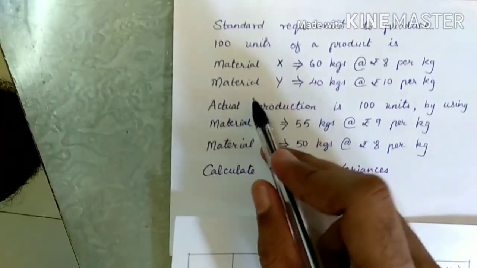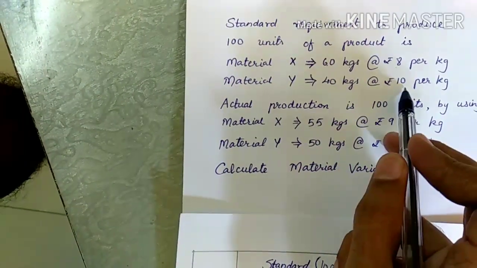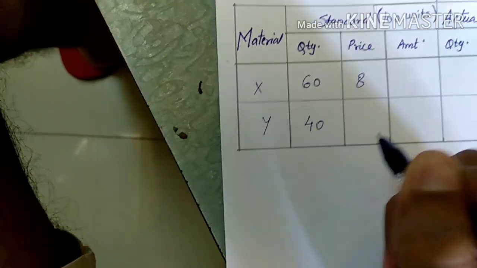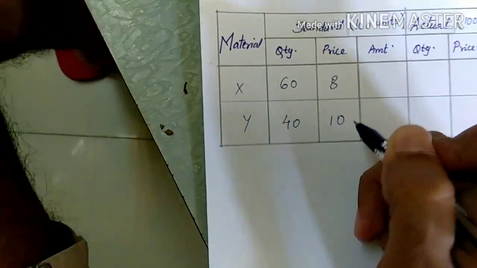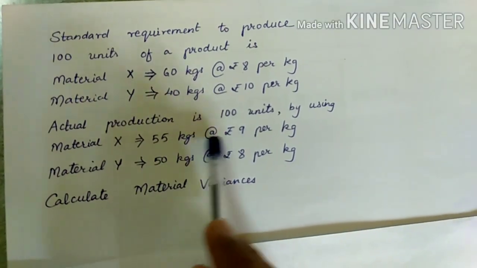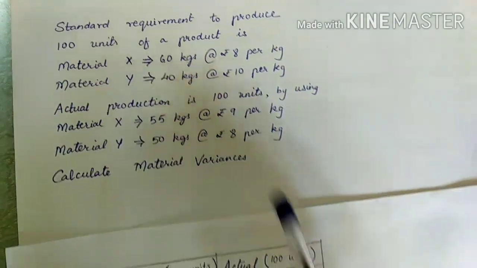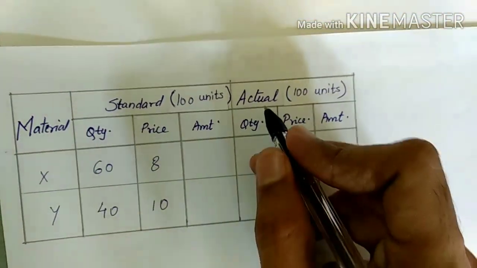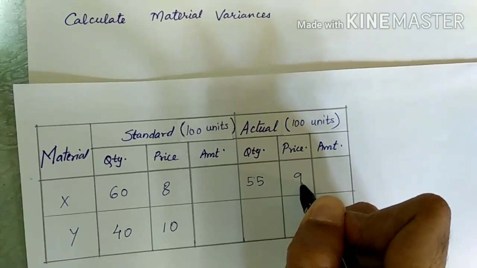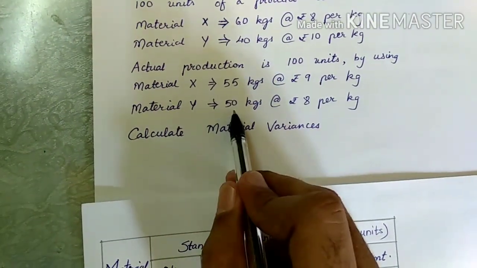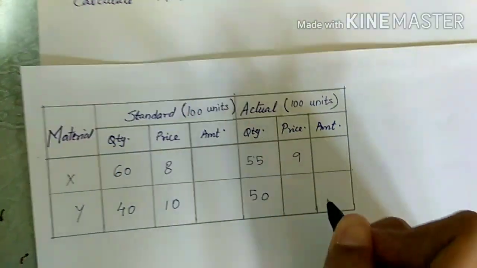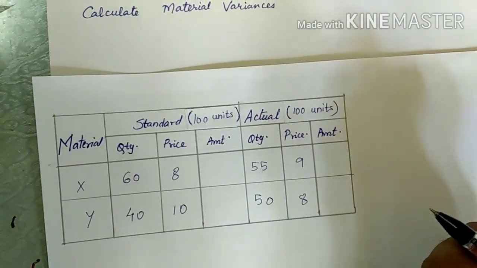Similarly for material Y, standard quantity is 40 kgs at the rate 10 per kg. The standard quantity I wrote it as 40 and price as 10. So now in actual production, material X is 55 kgs at the rate 9 per kg. So I write actual quantity as 55 and price as 9. For material Y, 50 kgs at the rate 8 per kg. The actual quantity 50, price 8.